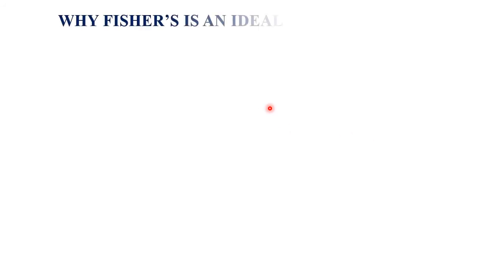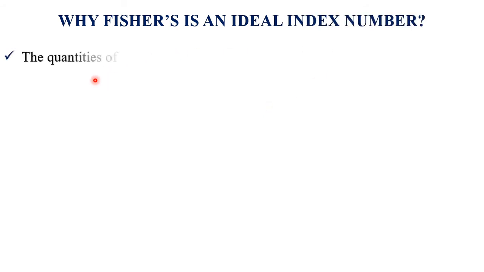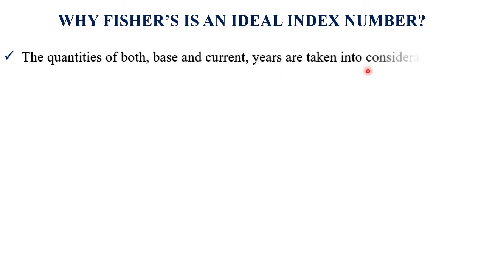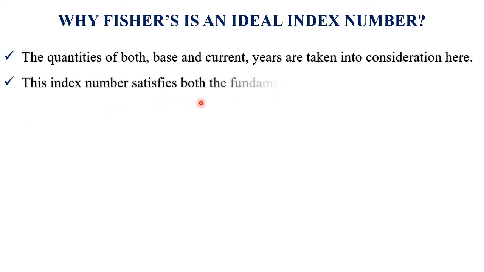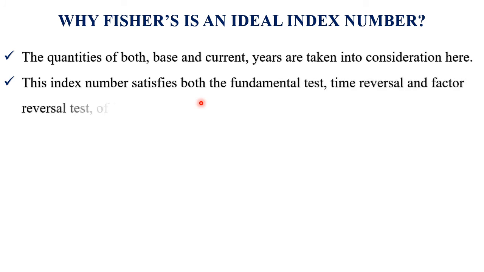Why is Fisher's index number an ideal index number? There are certain points here. The quantities of both base and current years are taken into consideration for calculation here. That's why it is called an ideal index number. This index number satisfies both the fundamental tests, time reversal and factor reversal tests of index numbers. These are very important tests, but we don't need any deeper knowledge about it at this point of time, maybe in the future. Just remember this.